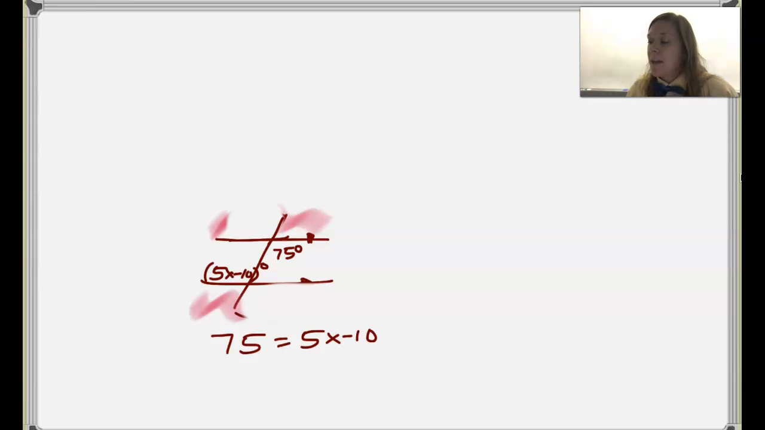So, kind of use common sense. If they look like they're going to be equal angles, set them equal. If they don't look like they're going to be equal, like one's obtuse and one looks like it's acute, then you probably are going to add them up and set them equal to 180 degrees.